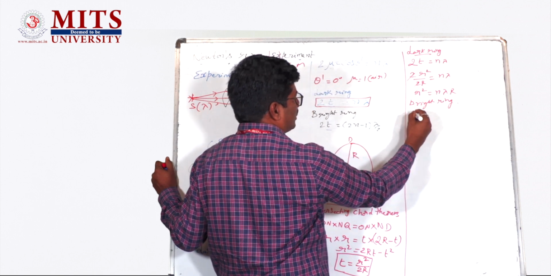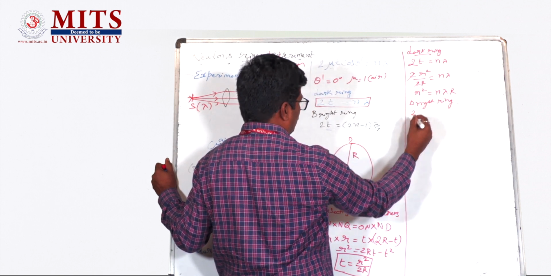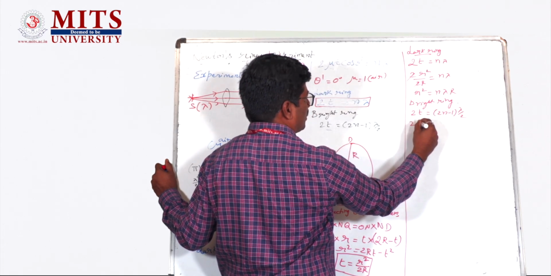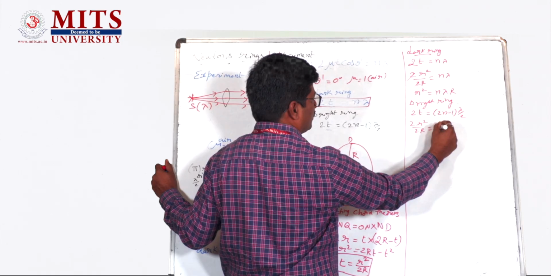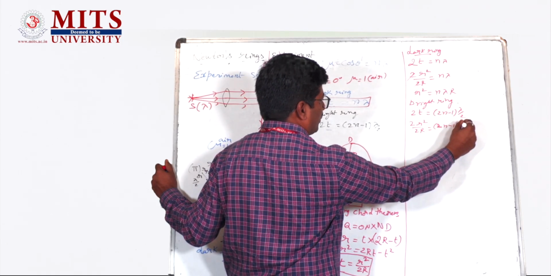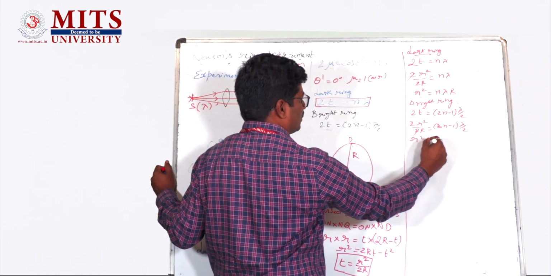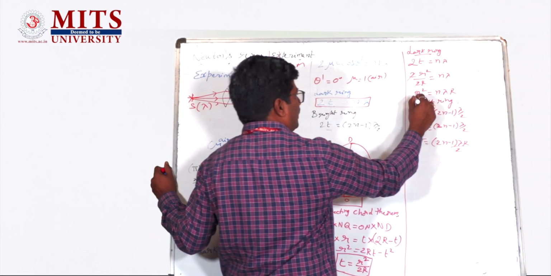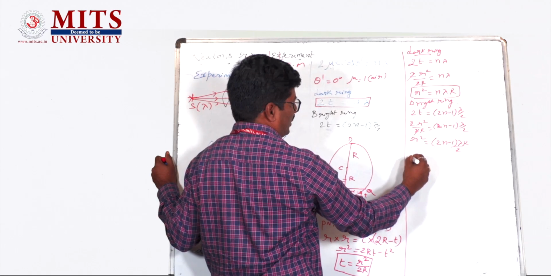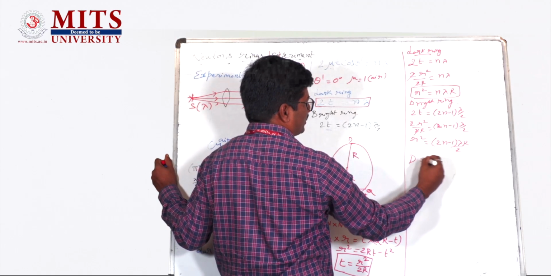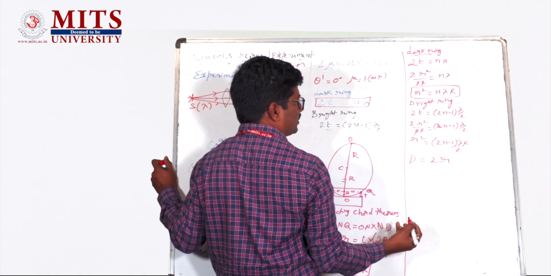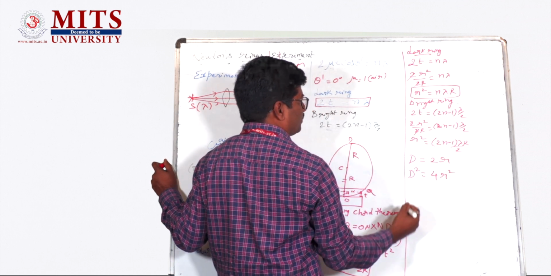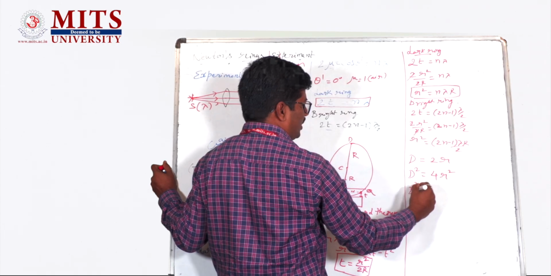For the bright ring, we have 2t is equal to (2n minus 1) into lambda by 2. So 2 r square by 2r is equal to (2n minus 1) into lambda by 2. So r square is equal to (2n minus 1) lambda r by 2. Now if you take this equation, we know the relation between diameter and radius. Diameter is 2 times radius, and diameter square is 4 times radius square. Now what is the diameter of the nth ring?